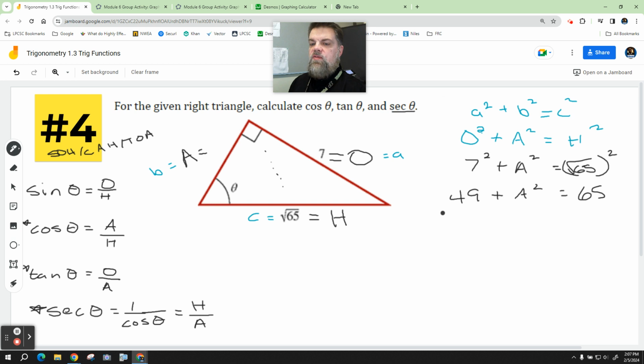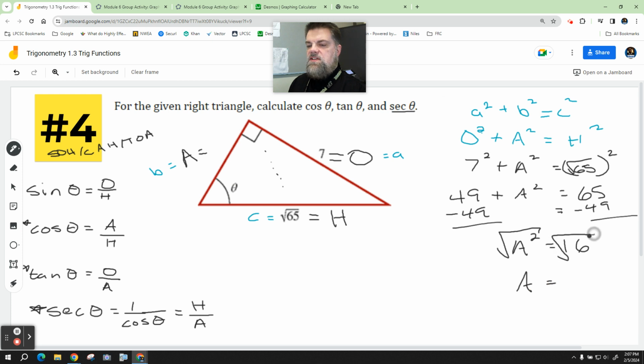I want to solve for a, so I have to subtract 49 from both sides. Whatever I do on one side, I do on the other. That gets my 49 out of this side and over to the other side. So I end up with a squared is equal to 65 minus 49, 16, right? So then I take the square root of this because I want to get a by itself. And whatever I do on one side, I do to the other. The square root of 16 is 4.